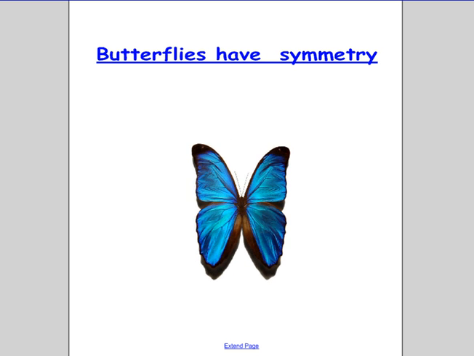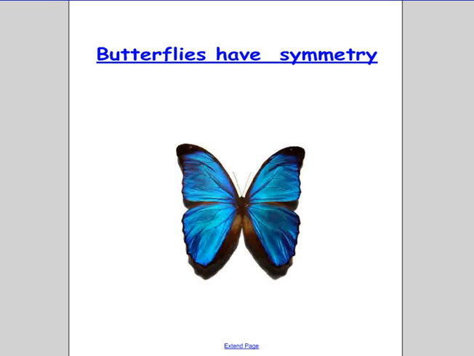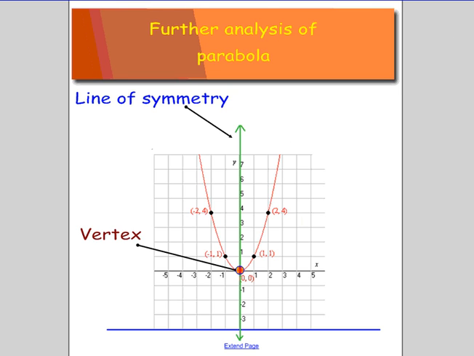Something that you see in nature that has symmetry is a butterfly. So here we see a butterfly. And then moving along, if we want to further analyze a parabola, remember the line of symmetry is the line where you fold the parabola or any shape that has symmetry and they would overlap exactly. Now if this parabola were to move to the left or right, that line of symmetry would move with it. So it's just a line wherever you can fold the shape and it would overlap exactly.